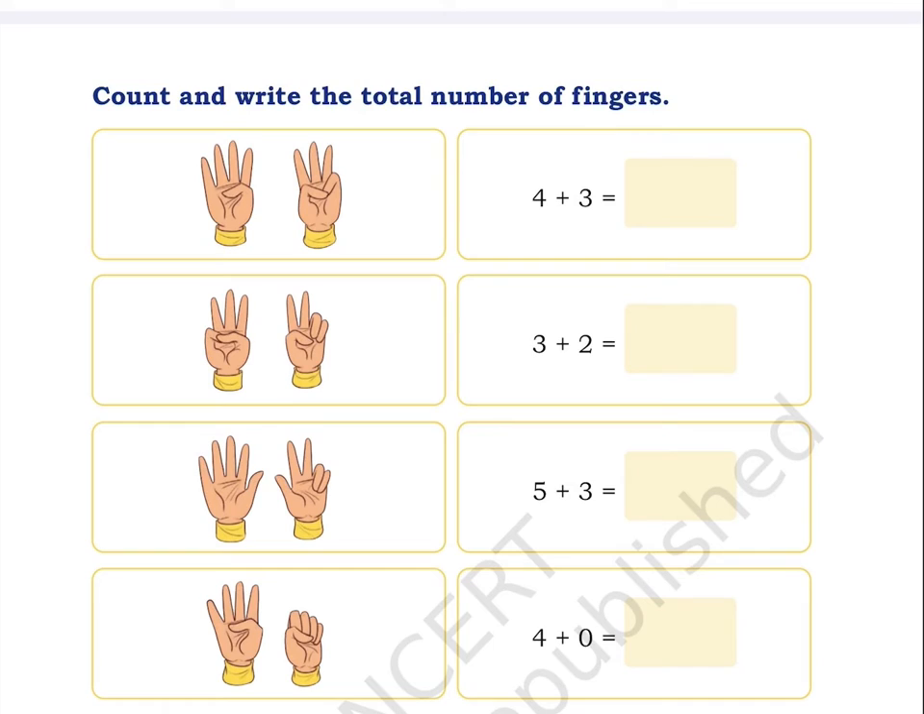In the second picture, the first hand is showing three fingers and the second hand is showing two fingers. On the right side, inside the box, 3 plus 2 is equal to blank is given. In the third picture, the first hand is showing five fingers and the second hand is showing three fingers. On the right side, inside the box, 5 plus 3 is equal to blank is given.